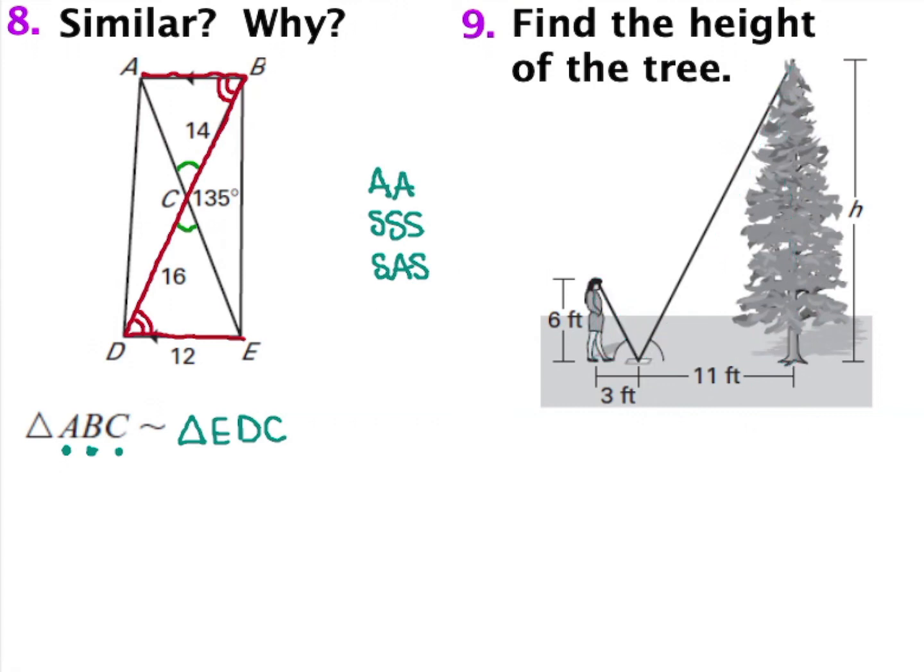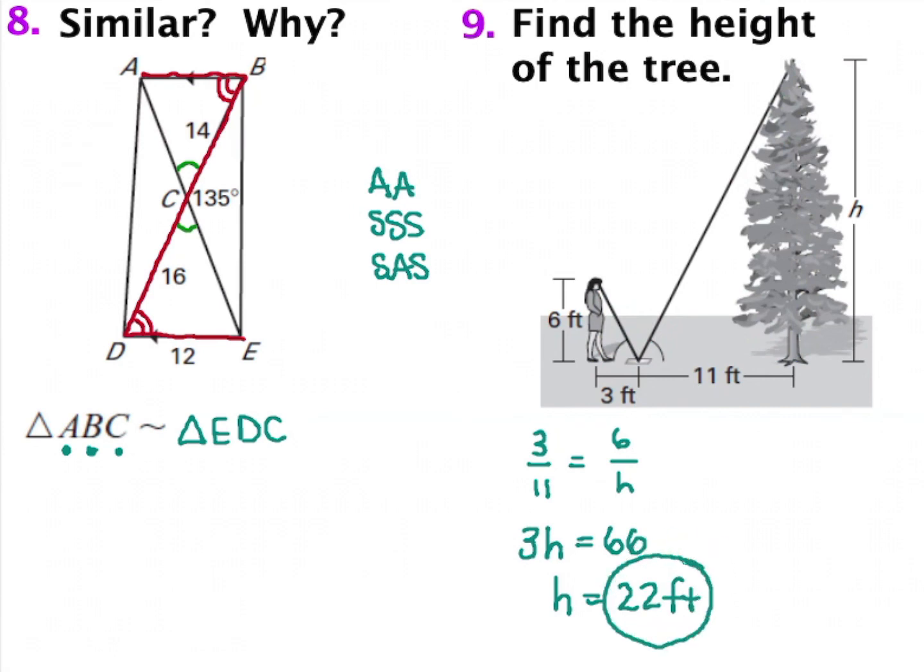And if they're similar triangles, then I can set up a proportion. I would know that the sides are proportional. So I could take the shorter length from the lady and the shorter length from the tree, the longer length from the lady and the longer length from the tree, and I can solve. And the height of the tree is 22 feet.